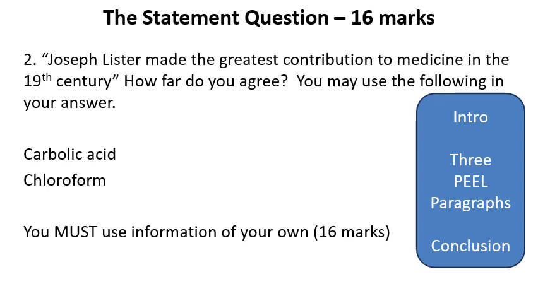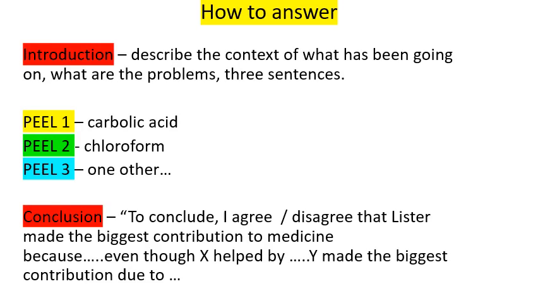You have a conclusion where you identify that, you think, yeah, this was one that was the best. Yes, I'm aware that this one was really good. But finally, though, I'm going to conclude and say that this particular one made the greatest contribution. Okay, that's where you get marks for making a judgment. So it looks a bit like this: introduction, context, what's been going on, what the problems are, PEEL carbolic acid, PEEL chloroform, PEEL another one, and I've given a little structure there about how to conclude, contrast, and conclude.